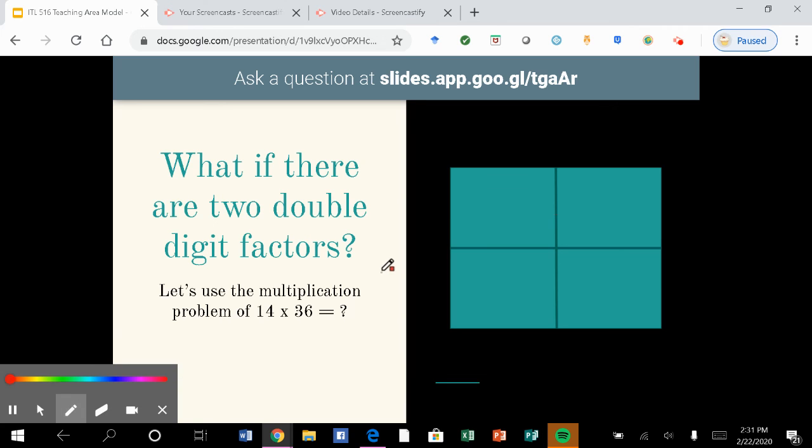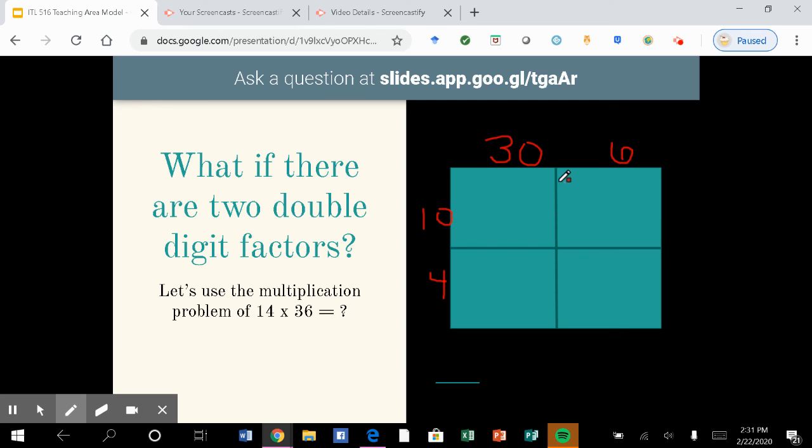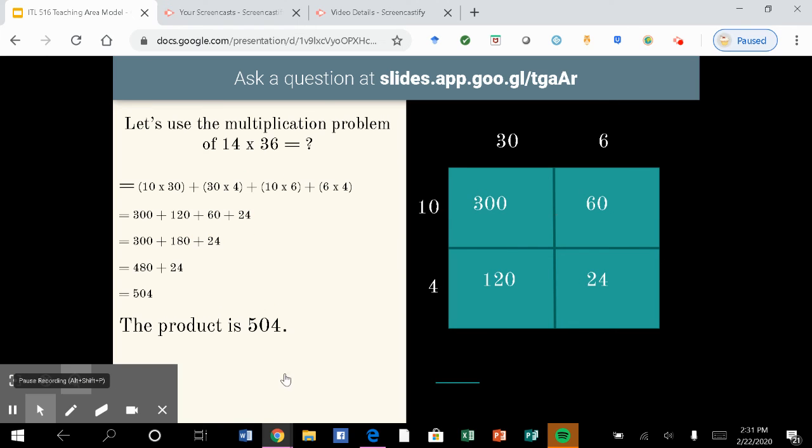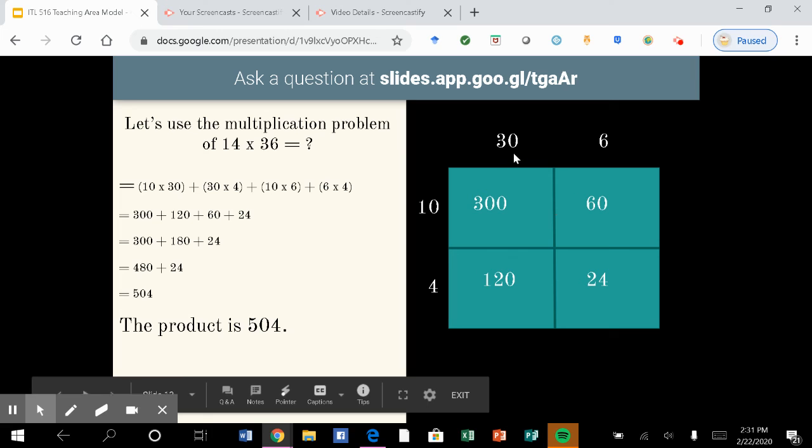So I'm going to split 14 first, because I know I have 1 10 and 4 1s. Then for 36, I know I have 3 10s, because 3 times 10 is 30, and 6 1s. So in this case, I'm going to have 4 partial products that I will need to put back together. So now we're going to multiply these parts of the product.